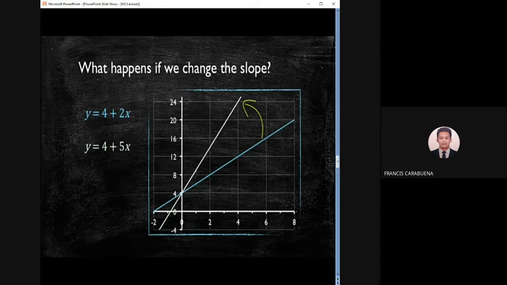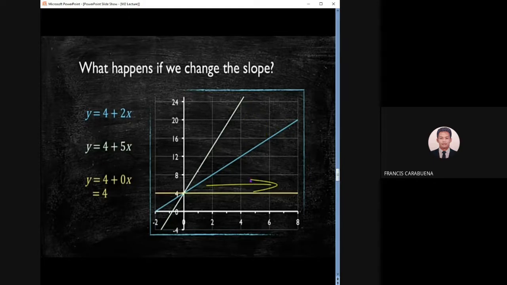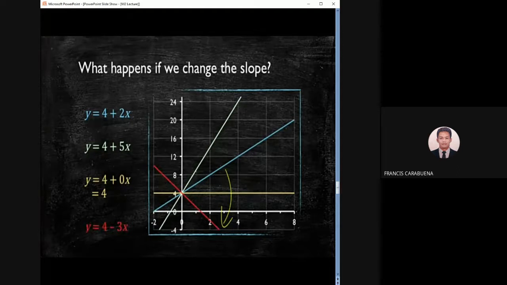And what would happen if we had a zero slope? So this would mean that it doesn't matter what value x has, y will always be 4. And if you go all the way around to a negative slope, a minus 3 in this case, we have a downward slope. This represents that y will decrease 3 units for every unit of x.